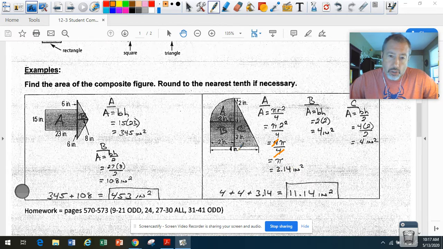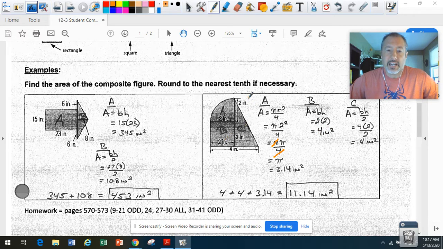Next, what I decided to do is take B here. For B, I know this distance from here to here is 2, and this distance from here to here is 2 also. So area equals base times height. 2 times 2 is 4, so it's 4 inches squared for B.